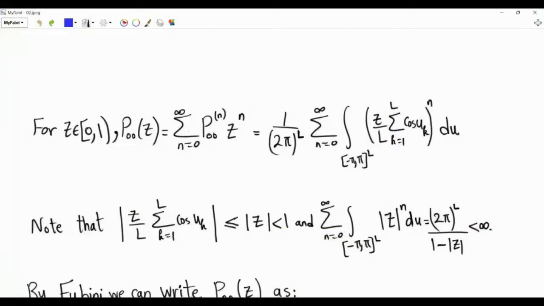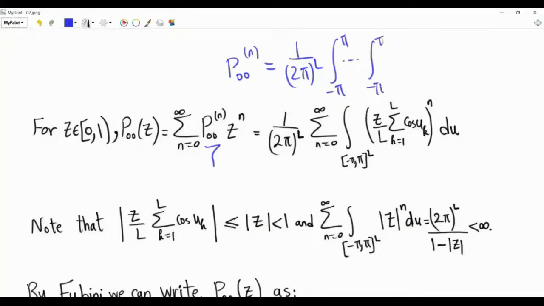Let's investigate the sum. There is no problem now if we use n again. We know that if n is even, this probability is positive. If n is odd, this probability is 0. We will make use of the generating function. So suppose that there is z in the interval between 0 to 1, 1 excluded, so z is strictly less than 1. The generating function is the sum of the probabilities times z to the power n. Now we have the probabilities represented in terms of the characteristic function. So recall from the previous page that the probability is 1 over 2 pi to the power L, and then we have an L-dimensional integral. Every integral is from minus pi to pi, and we are integrating with respect to the u's.